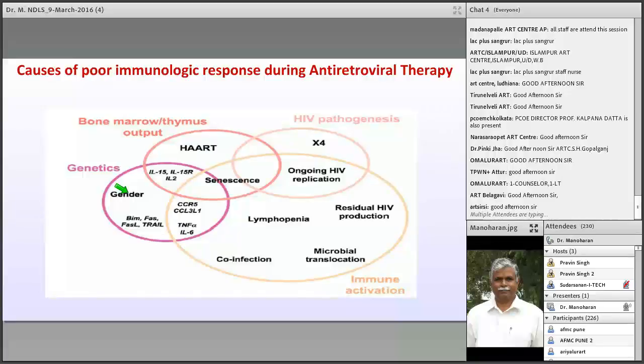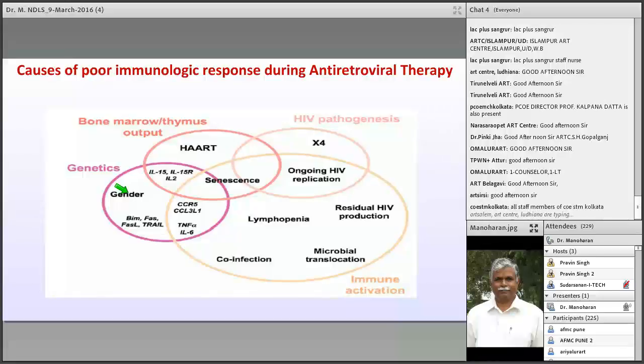And there are some genetic factors like genetic polymorphisms in the genes coding for the CXCR4 binding chemokine, that is CXCL12, SDF1, for the chemokine receptor CX3CR1, and in genes located in the major histocompatibility complex. So all these genetic factors are linked to poor CD4 response.